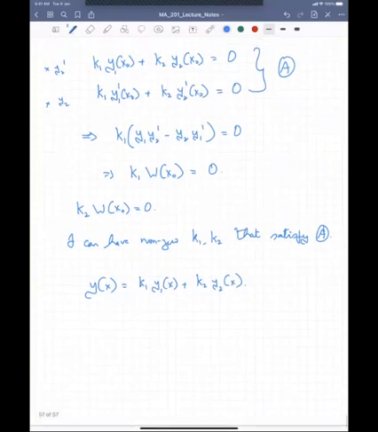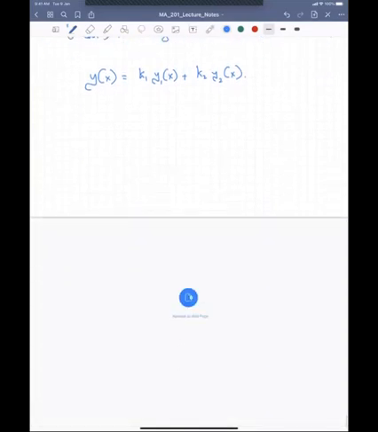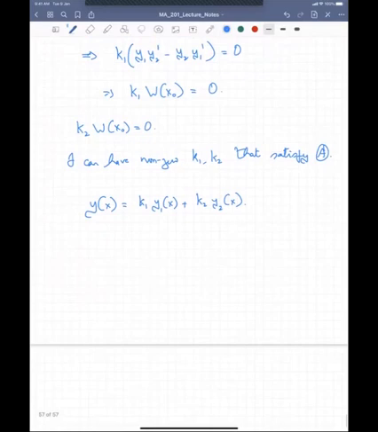Now, how can I write the solution like this? Well, I'm always guaranteed, because I'm dealing with a homogeneous second order linear differential equation, that if I have two solutions, I can always add a linear combination. The linear combination is a solution. So what is the problem that I'm solving? The problem that I'm solving is a general second order homogeneous linear differential equation with the initial value condition y at x0 equal to 0.